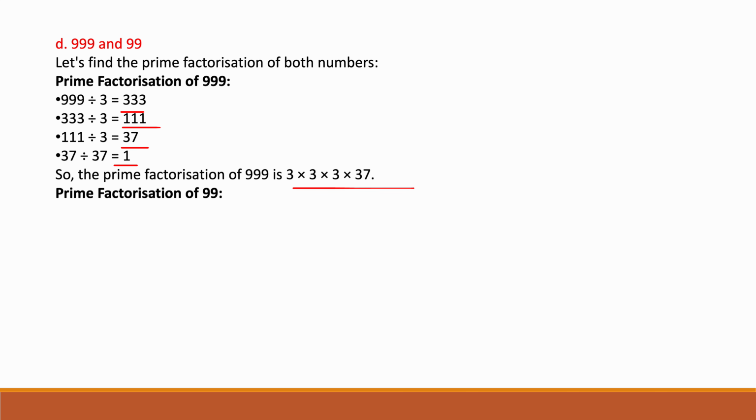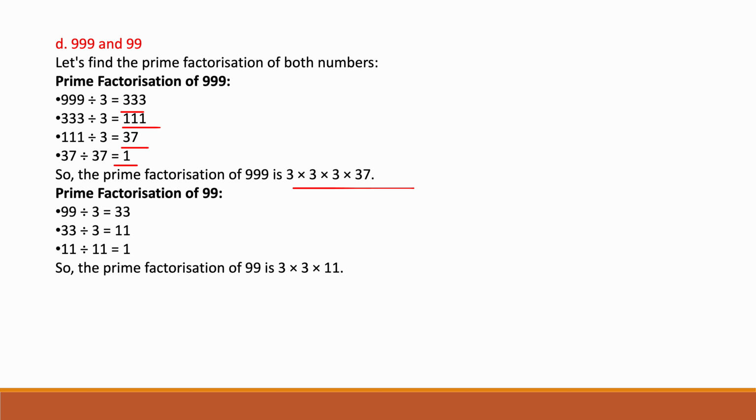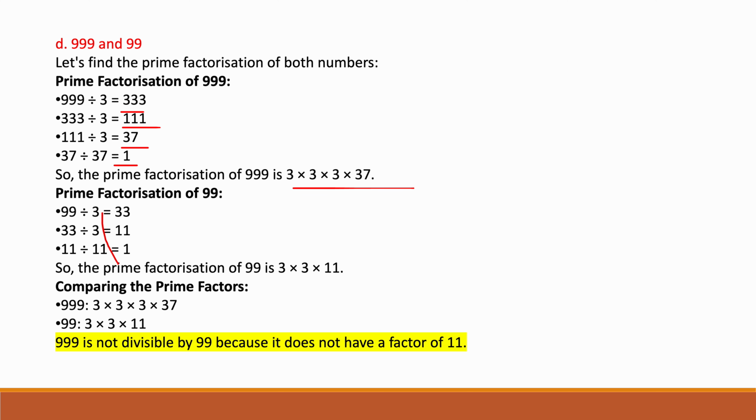Next, prime factorization of 99. 99 divided by 3 is 33. 33 divided by 3 is 11. 11 divided by 11 is 1. So the prime factorization of 99 is 3 into 3 into 11. Comparing the prime factors of 999 and 99, we can see that 999 is not divisible by 99 because it does not have a factor of 11.